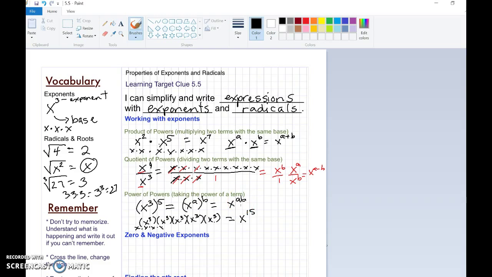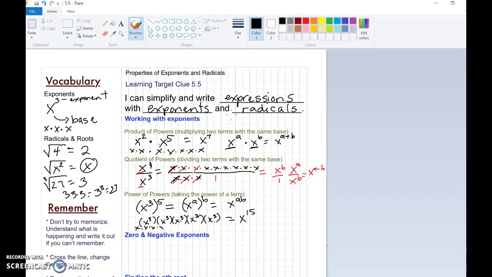Now, you can remember those little tricks and those little shortcuts, or you can just write it out. And you can always be sure that if you just write it out, you're going to get it correct. All right? Let's keep going.